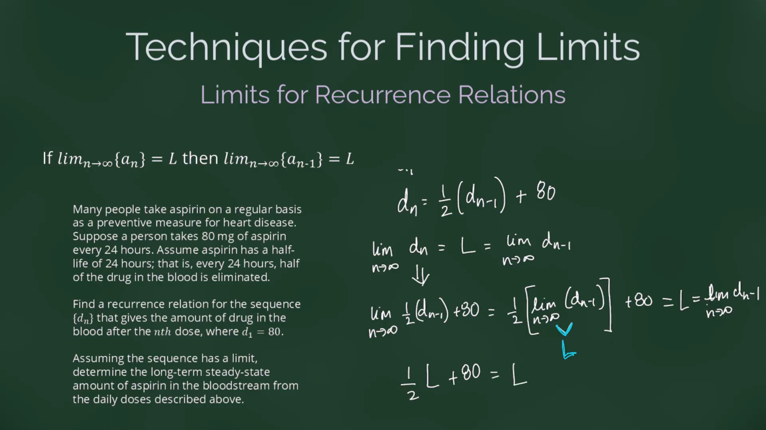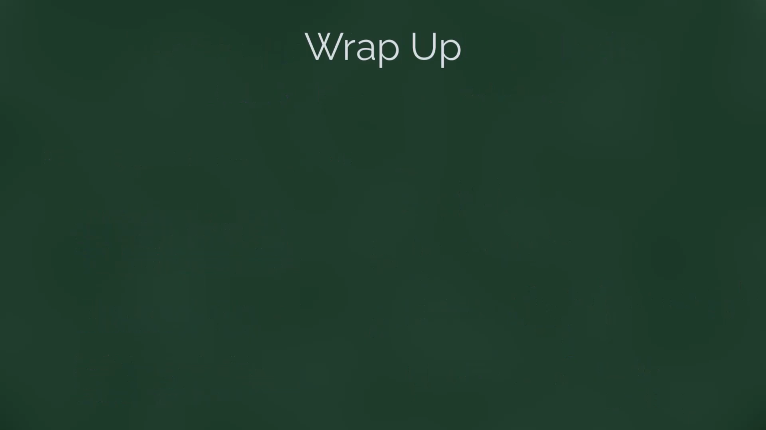Now we just do algebra. That tells us that 80 must be, subtracting 1/2 of L from both sides, 80 is 1/2 of L, which means that the limit is 160 milligrams. So we can assume that taking an aspirin every day, if this information about the half-life of aspirin is accurate, that over time the maximum amount that would build up in one's bloodstream would be 160 milligrams.